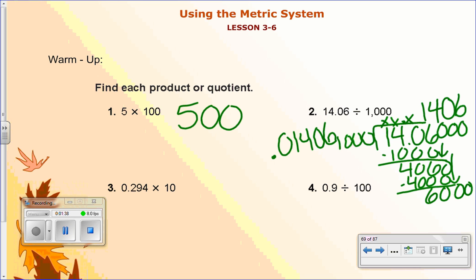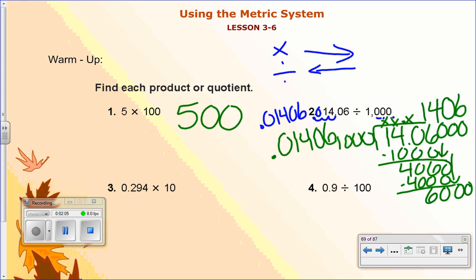0.01406. Now, you could have done it the long way like that, or if you knew the rules before, when you multiply, all you really do is move the decimal over to the left. All right? When you divide, you move the decimal that many zeros over to, well, the left. So here, we have 3 zeros, so I move it over 3 times. 1, 2, 3. And look at that, 0.01406. Same answer, but a lot less work.